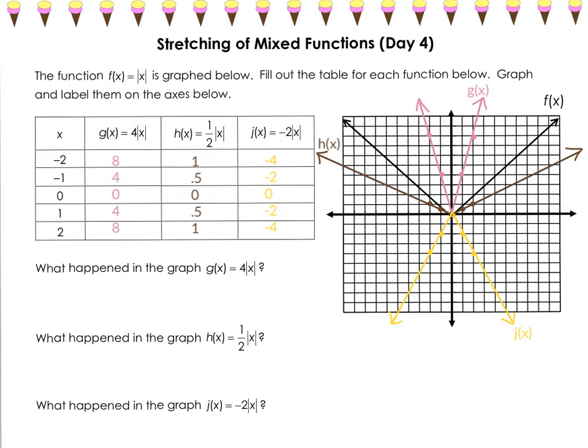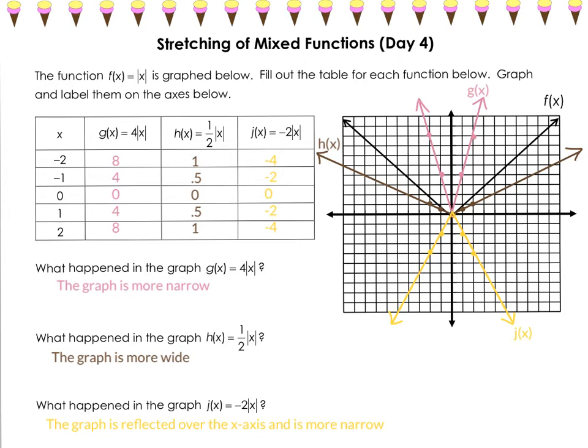So now that we have all these graphs, we can answer the questions. What happened to the graph g of x equals 4 times the absolute value of x? Well, if we look at that compared to our original parent function, that graph is more narrow. It looks like it got stretched upward. And then for h of x equals 1/2 of the absolute value of x, that one looks like it got pushed down or wider. And then what happened to j of x? Well, that one reflected over the x-axis and is more narrow.